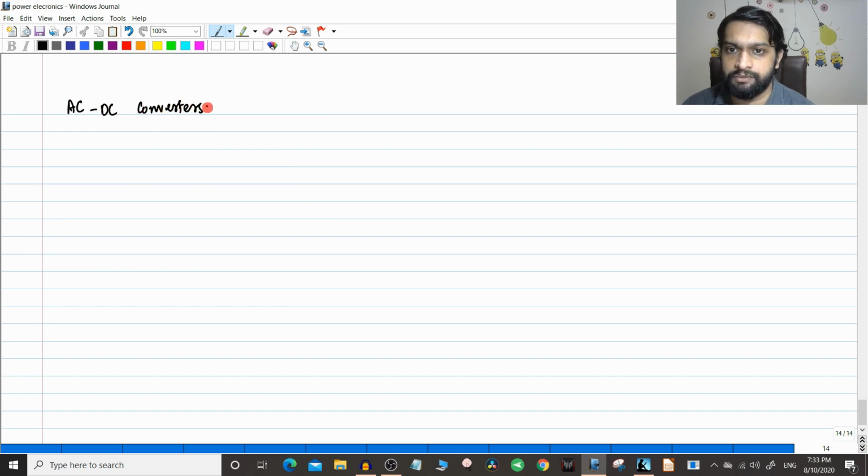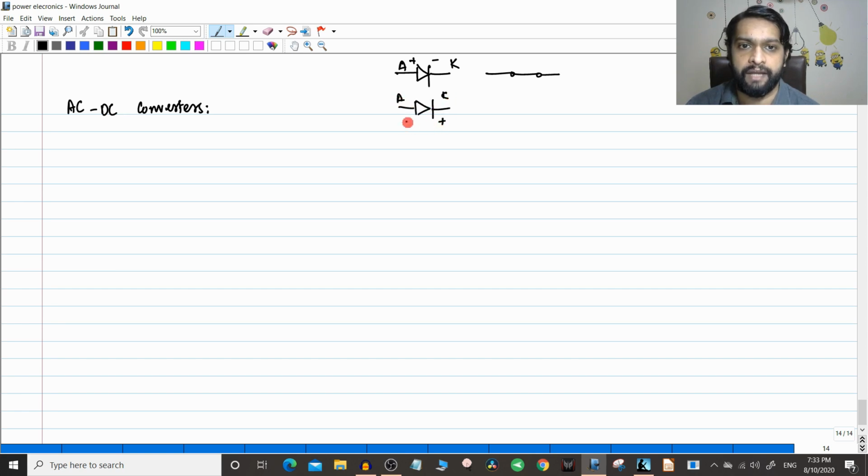For AC to DC converters, you don't use your normal diodes, because in a normal diode you cannot control when it gets turned on. Whenever the anode is positive with respect to cathode, it will turn on. See, you have a simple diode like this. Whenever the anode is positive with respect to cathode, the diode will conduct, and whenever the anode is negative with respect to cathode, it will act as an open circuit. This is the basic idea you know till now.